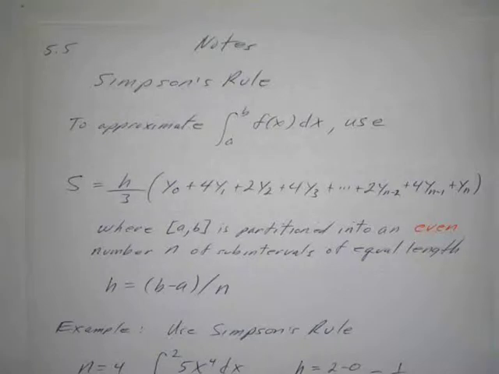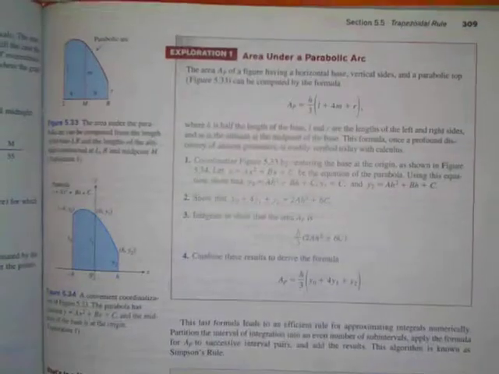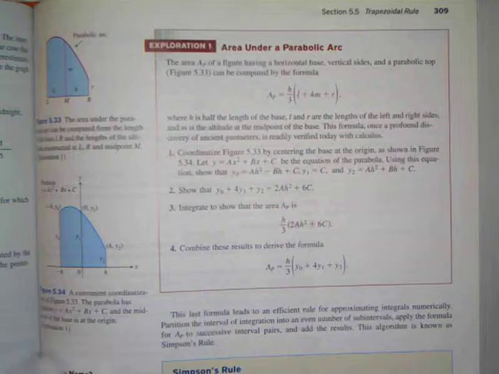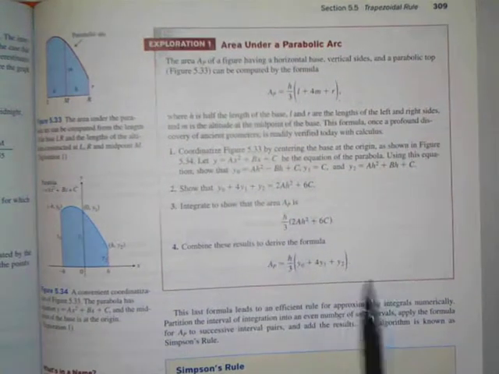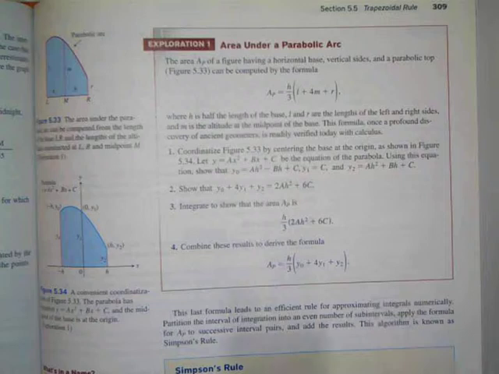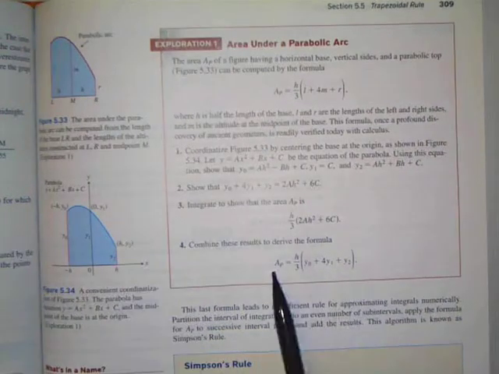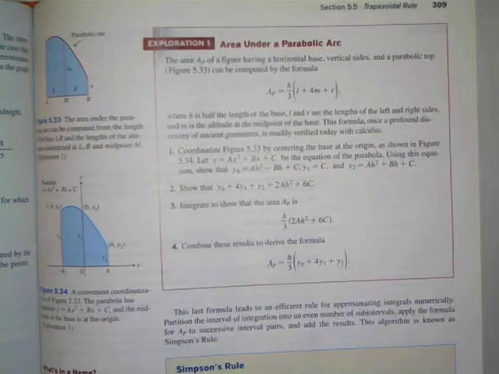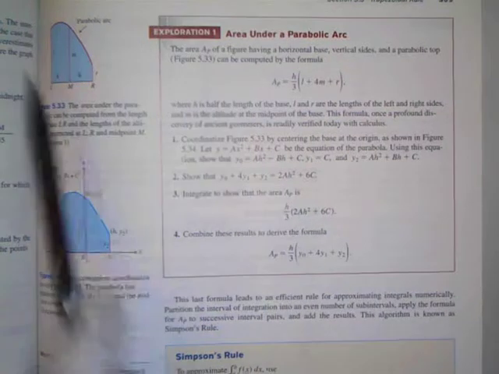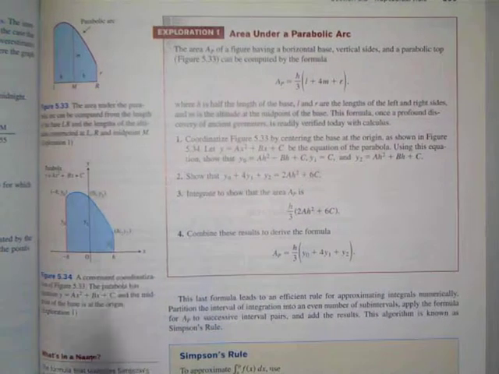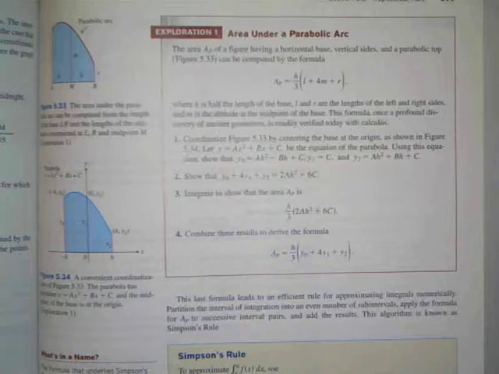Now, I'm not going to go through all the exploration, but the book has this, and it's pretty cool. You can work through this exploration and see how they prove that you can find the area under a parabolic curve by this formula. This is basically the whole basis for Simpson's rule. Rather than using trapezoids, we're using curves at the top to approximate our area.